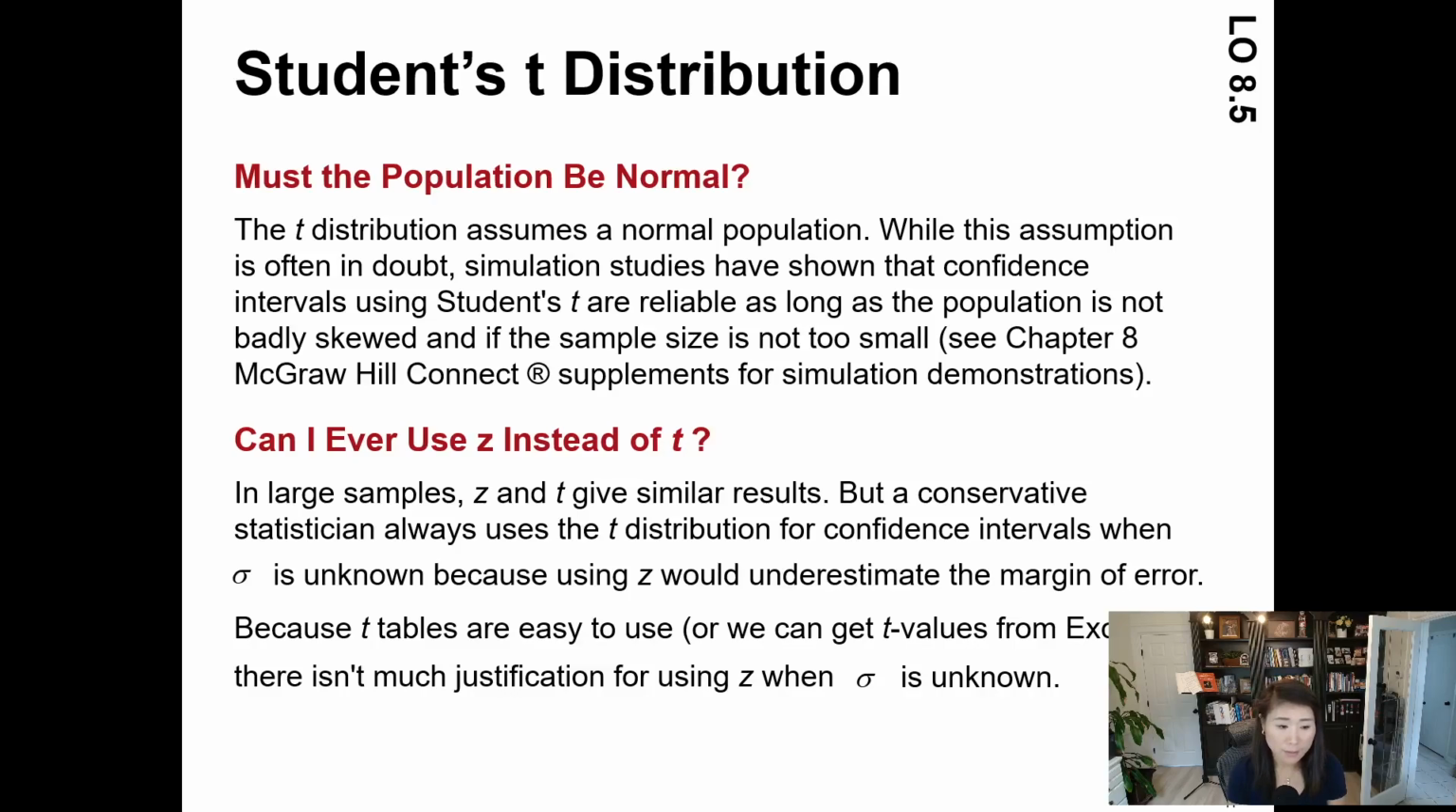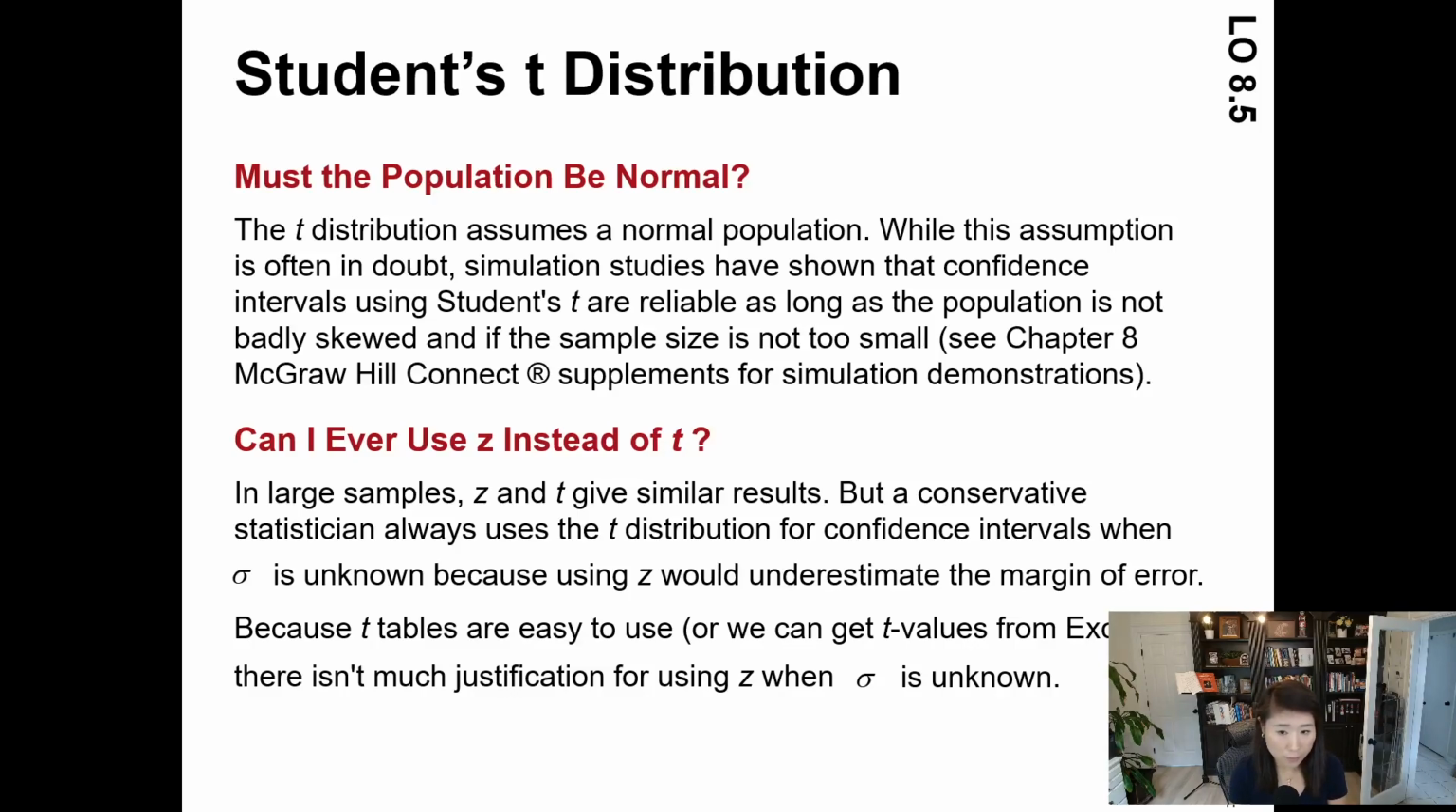And so the second question is, can I ever use a z instead of t? The answer is if the sample size is large, z and t will give you a very similar result. I already showed you, like 30. When your sample size is slightly larger than 30, you will notice that the t and the z values are not that different. But a conservative statistician always uses the t-distribution for confidence intervals when sigma is unknown, because using z would underestimate the margin of error.